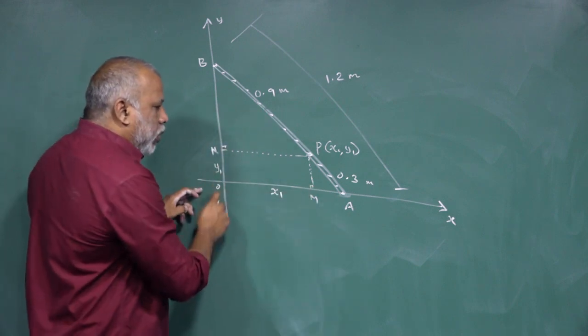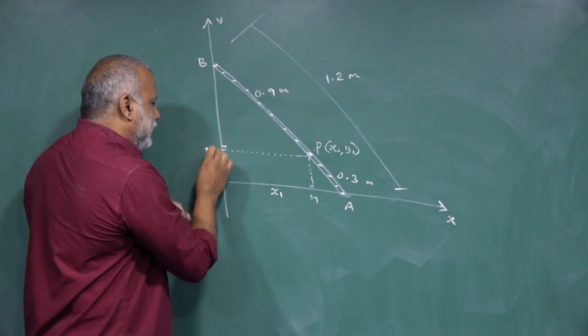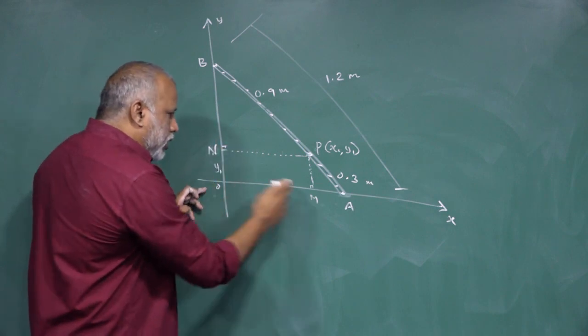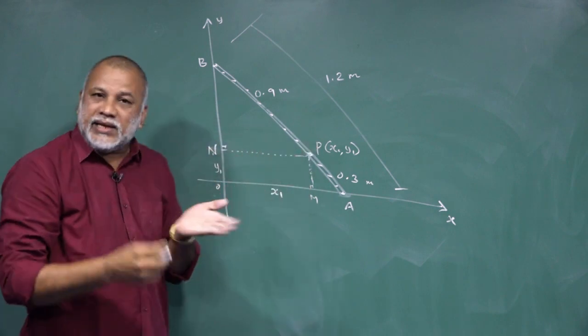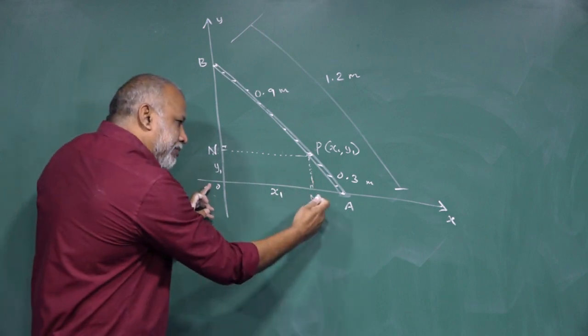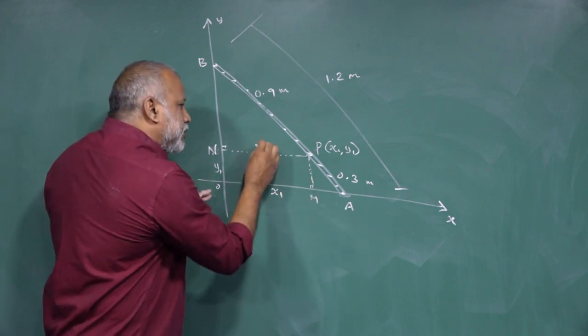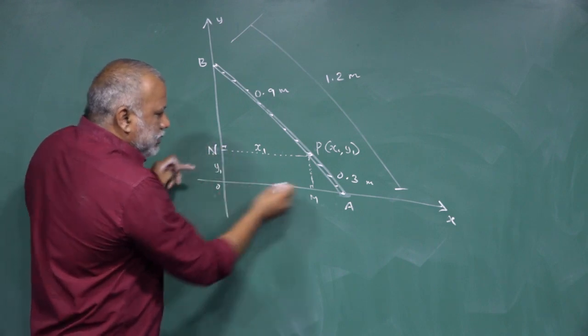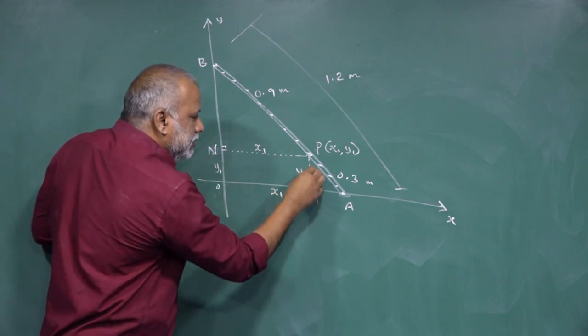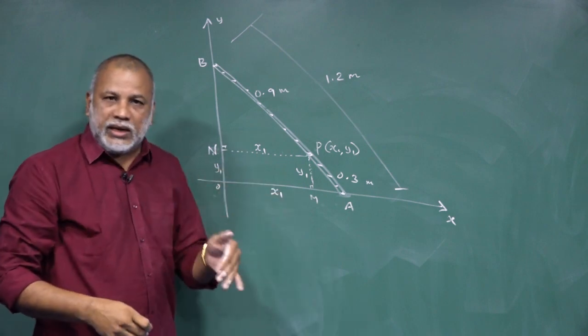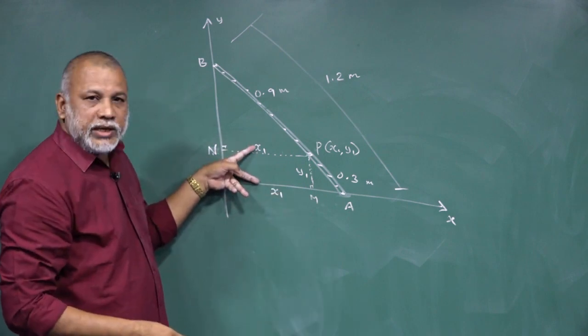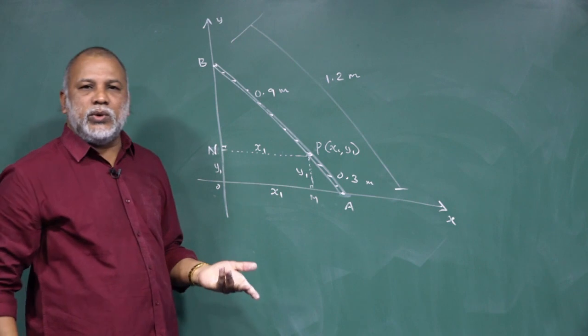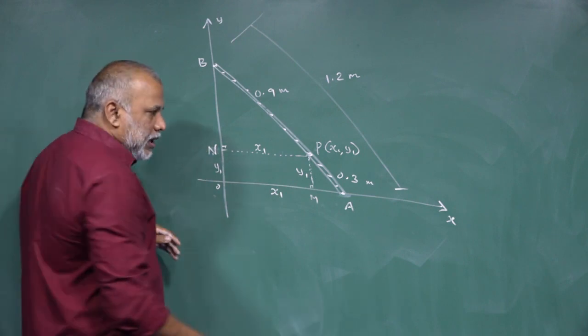See this diagram, OMPN. This is N. OMPN looks like a rectangle. So OM is x1 and the opposite side is also x1. ON is y1, and PM is also y1. Opposite sides are x1, x1 and y1, y1. This is the first logic.